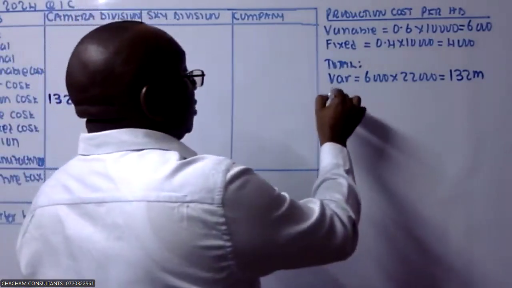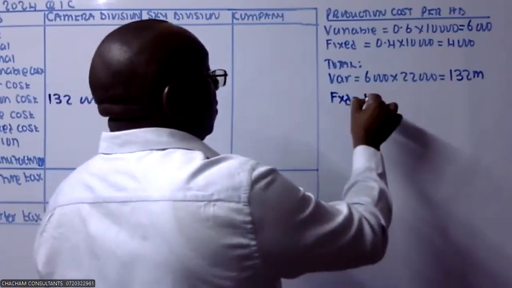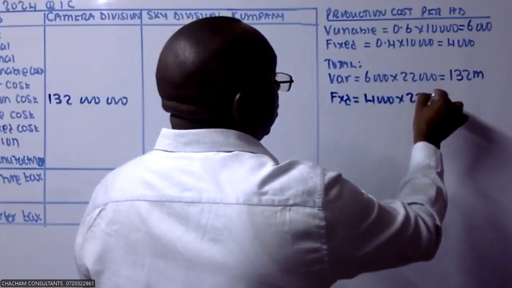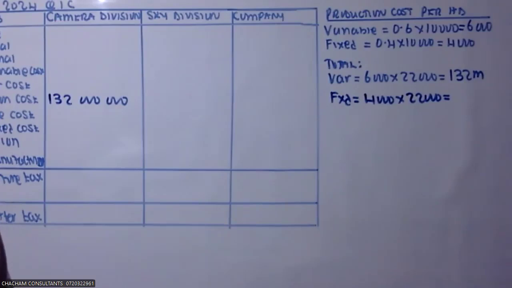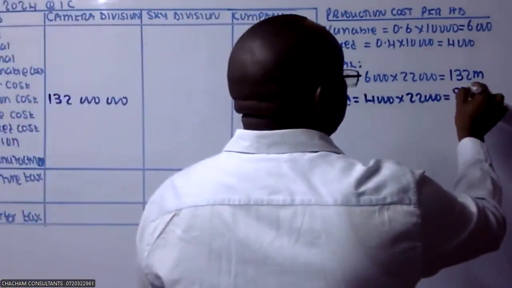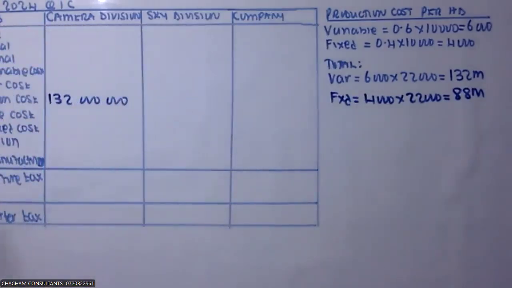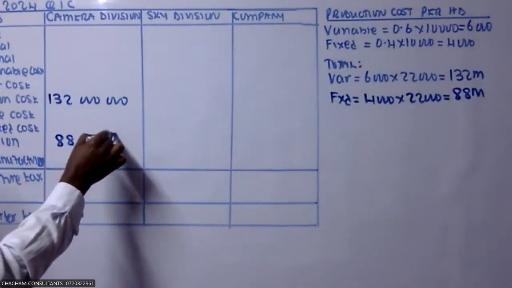And then the fixed will be the same. 4,000 times 22,000, that is 88 million. So that you will put here. 88 million.